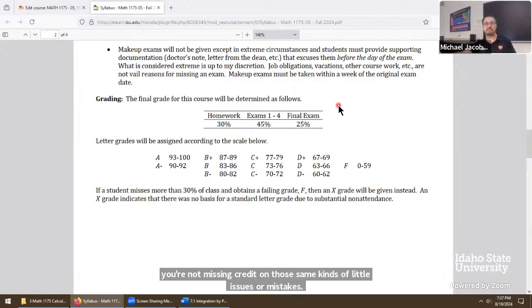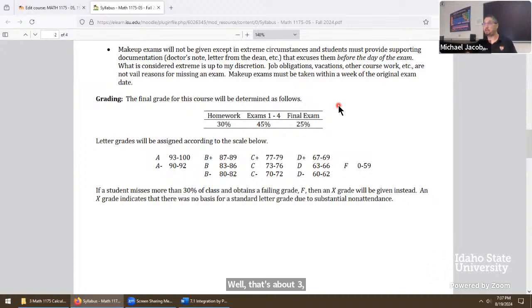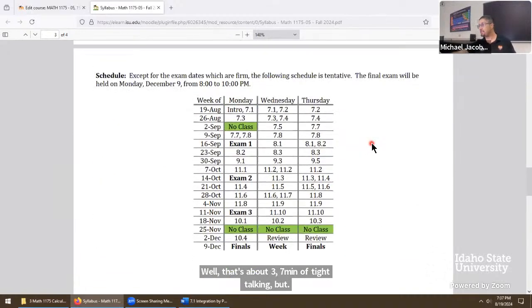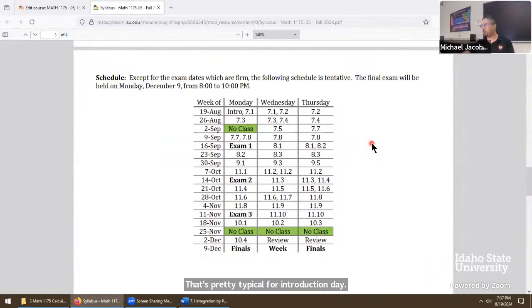Well, that's about 37 minutes of talking, but that's pretty typical for an introduction day. Down below here, again, is the day-by-day schedule. The only things that are firm are stuff like Labor Day, which has got to be on September 2nd, and the exam dates are also firm. Moving those causes just chaos in everyone's life, so I try to not move those at all.